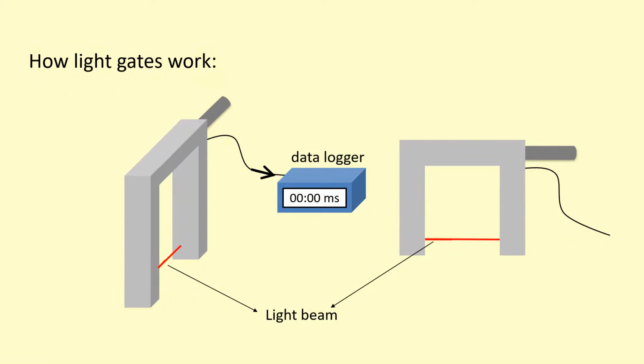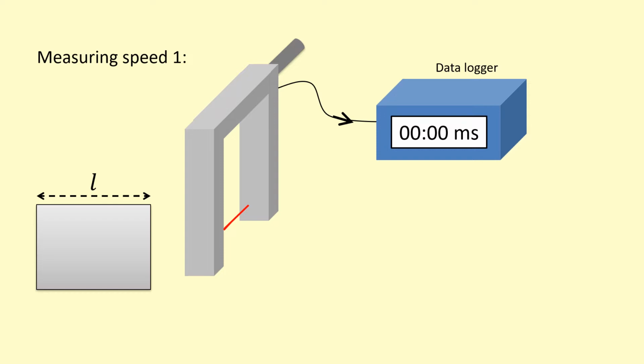Okay, so light gates have a beam of light going from one end to another. This can be visible light or maybe infrared. When an object intercepts that beam, the data logger can time how long it was intercepted for. When the beam is cut like this, it will be timing how long it's being cut for, and when the beam is reformed, it can stop timing. Light gates can be used to measure the speed of an object.